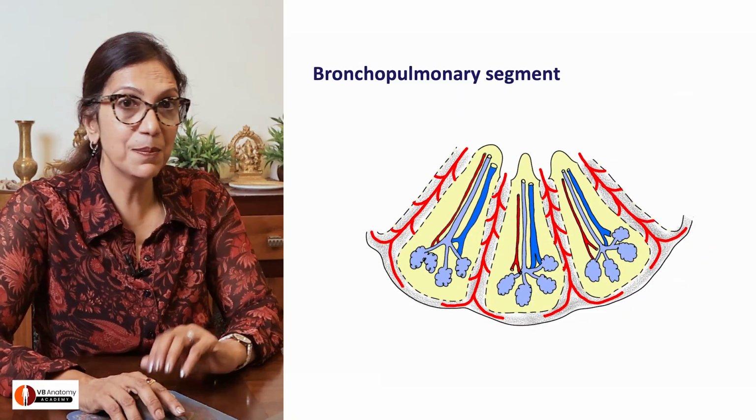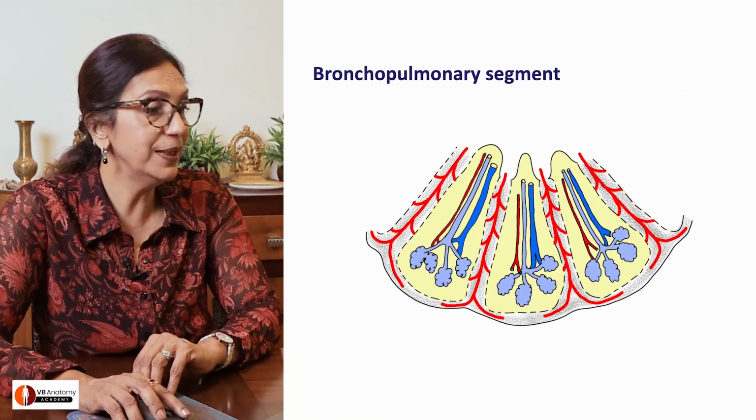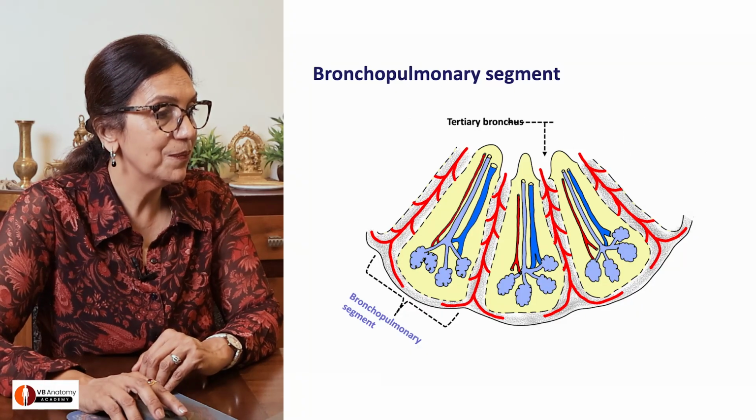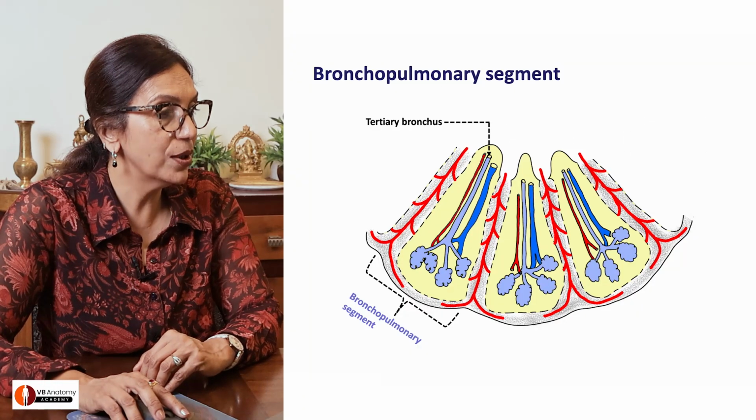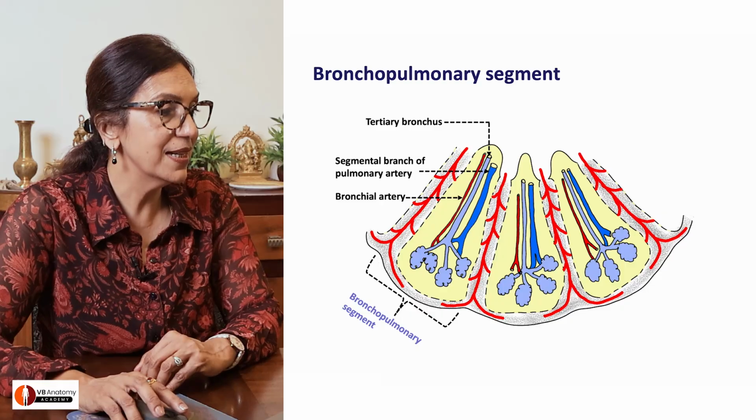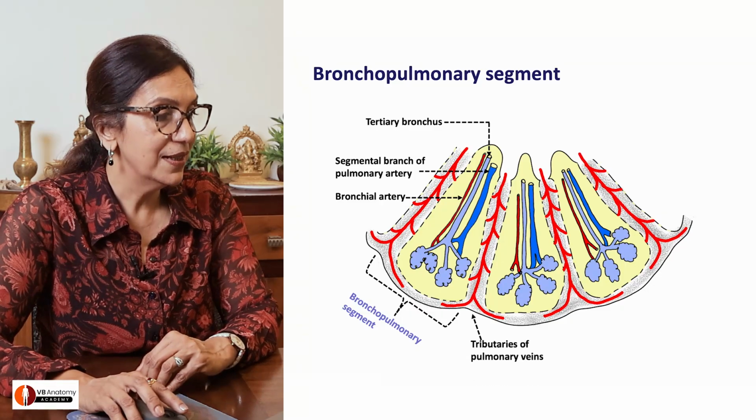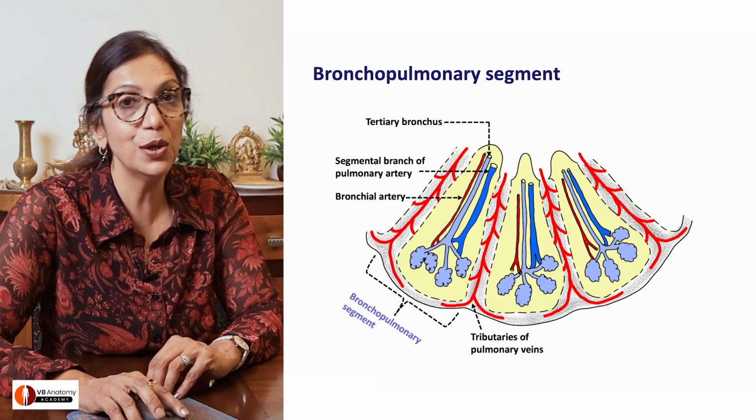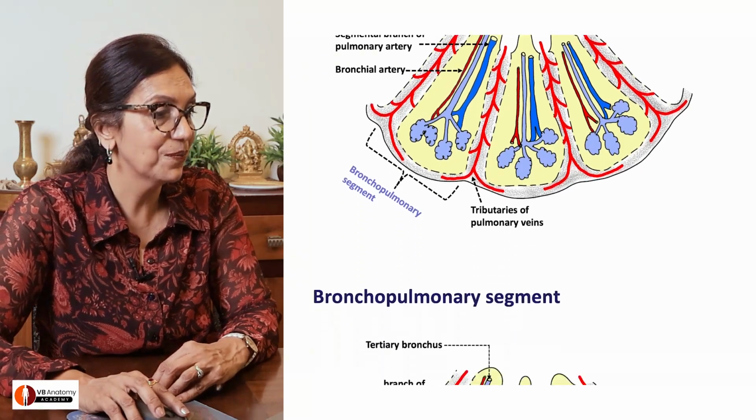So this is a nice big image. Do use it for drawing. This is one bronchopulmonary segment. This is the tertiary bronchus bringing in air. This is the segmental branch of pulmonary artery, and here is the bronchial artery. These are the tributaries of pulmonary veins which are going to carry away the oxygenated blood.